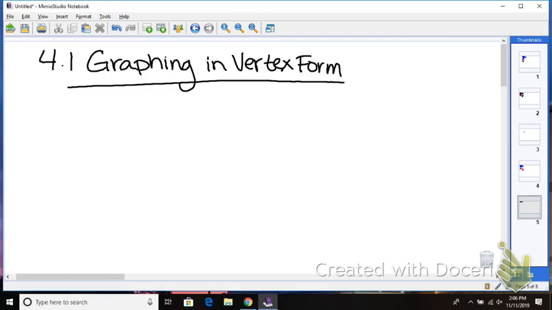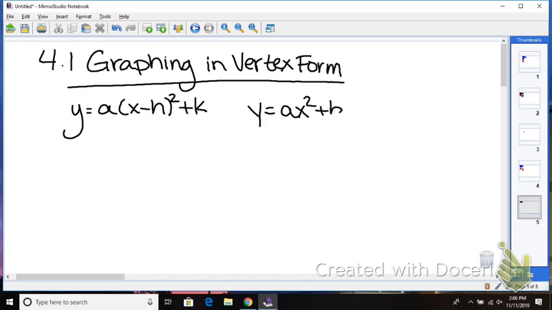The other one is standard form. So vertex form looks like this. And standard form looks like this. This is the one we're dealing with today, and it's actually the easier one when we go to graph. Probably Thursday, we start standard form, which is a little more involved to graph.